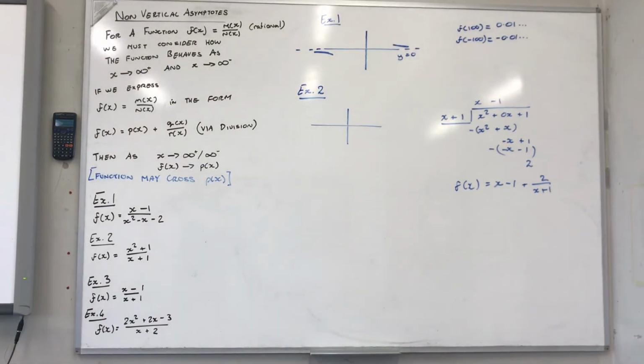So we're going to have to algebraically long divide it. Algebraic long division gives me the solution x minus 1, with a remainder of 2. So in terms of our general form of p of x plus q of x over r of x, p of x is x minus 1, q of x is 2, and r of x is x plus 1. So as x tends to positive and negative infinity, it's going to tend towards the line x minus 1, which is a straight line.